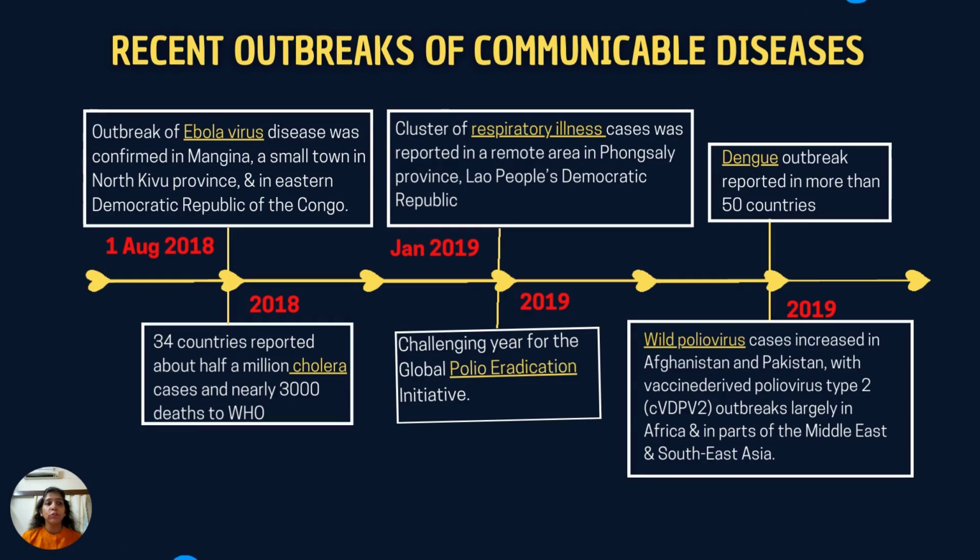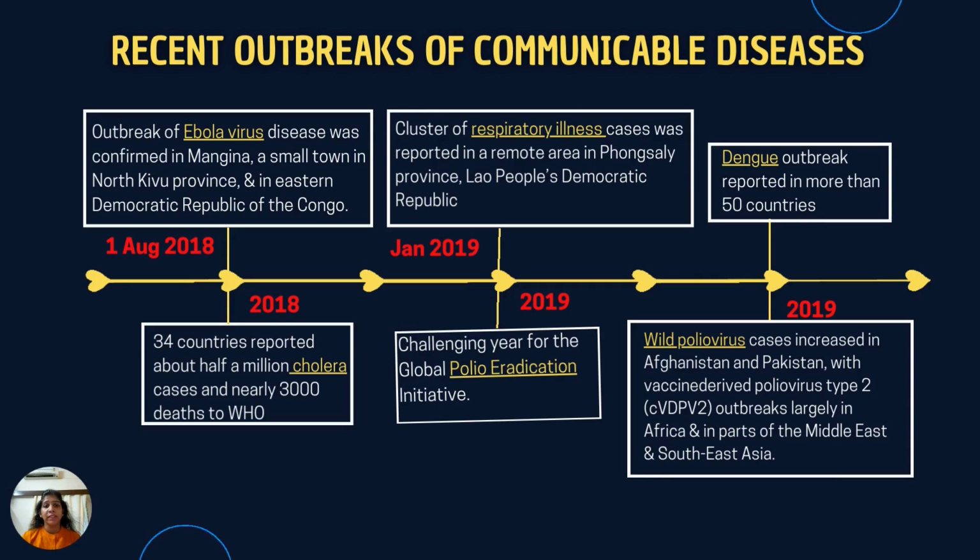Okay, and so the most common outbreak which we saw in 2018 was of the Ebola virus, right? And then cholera cases were also found to have increased in 34 countries in 2018, according to WHO. Then respiratory illness cases were reported mostly in the Democratic Republic of Congo in 2019. We also faced a challenging year for the global polio eradication initiative, which was taken by WHO. Then in 2019, we also saw a dengue outbreak reported in more than 50 countries. And last but not the least, we have also seen a resurgence of poliovirus.